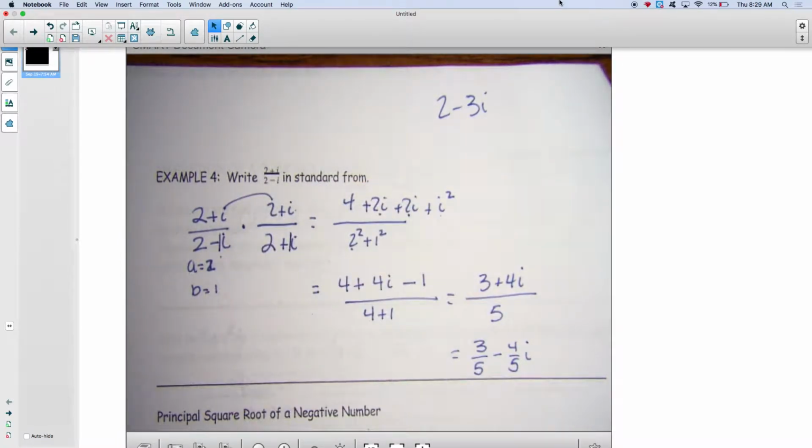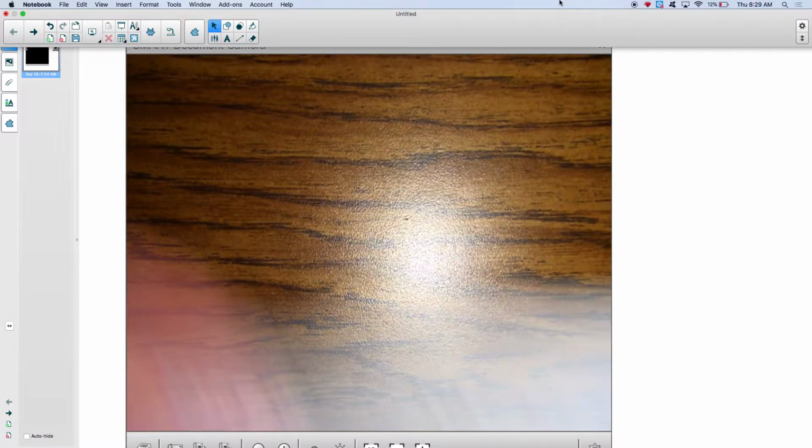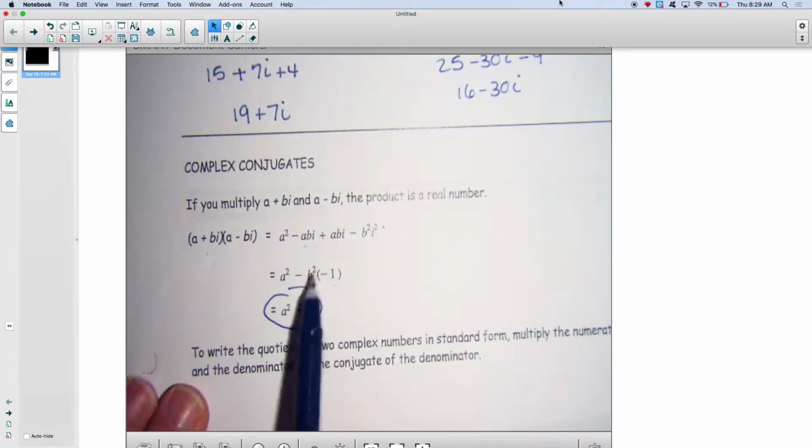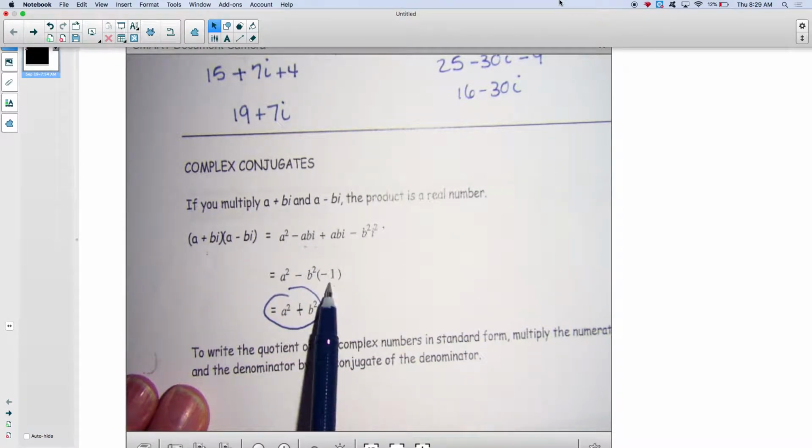Should it be 3 fifths plus 4 fifths i? Should it be subtracting, like 3 fifths minus 4 fifths i? Should that be plus? Plus, yes, thank you. Why is it not negative? If one of them is negative, it's minus b squared, but the i squared is negative, so it changes the sign.